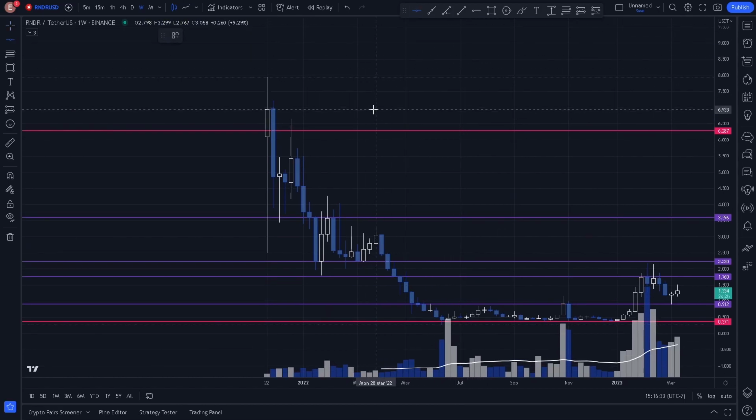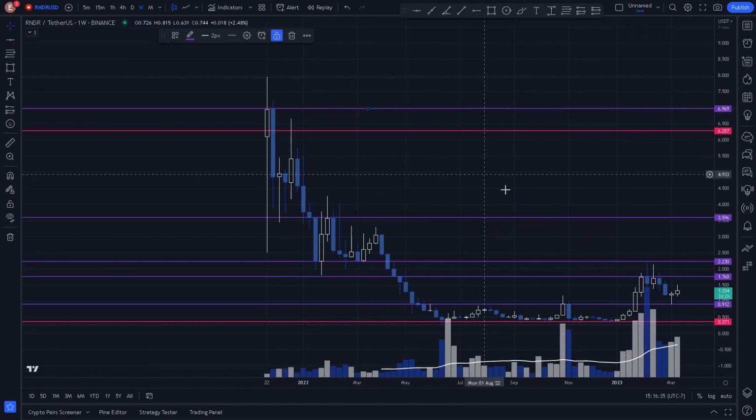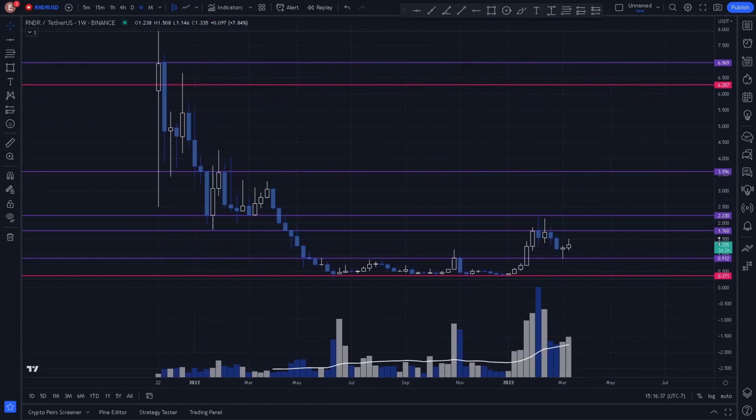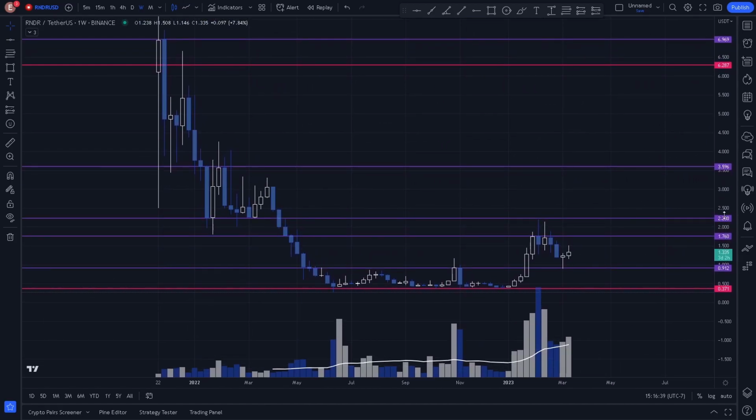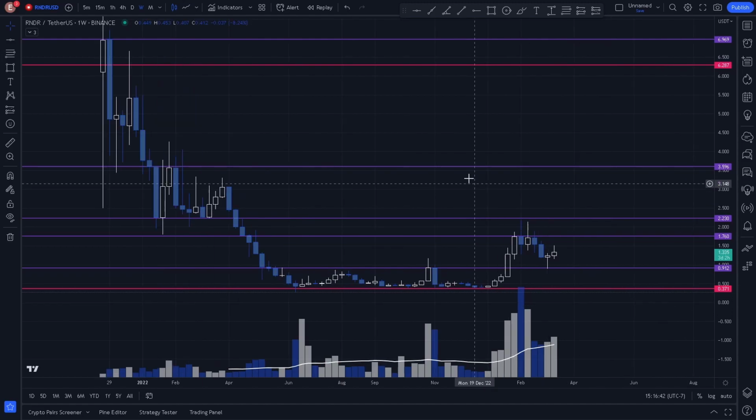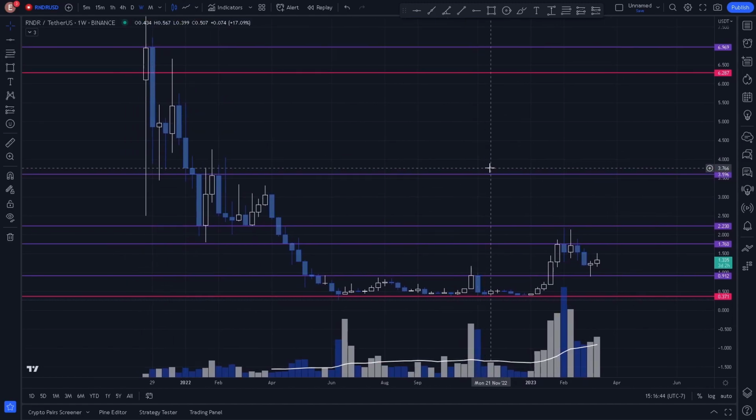Now let's go ahead and plot our weekly swing high here and take a look at our chart. So these are all the key levels plotted on the monthly and weekly time frame for RNDR.